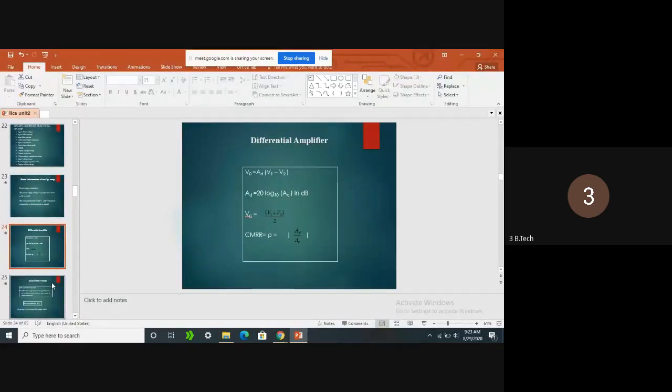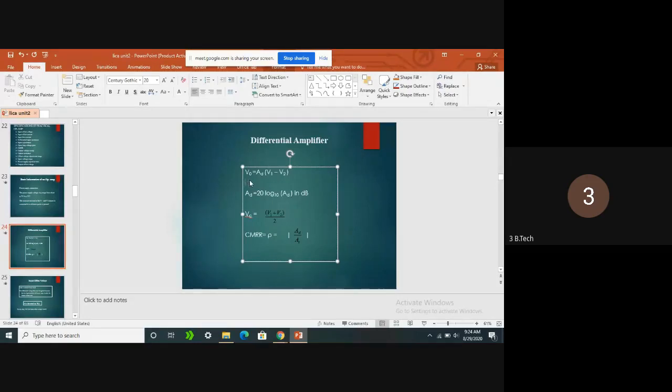Differential amplifier output is always equal to AD, where AD is the differential gain, times V1 minus V2, the difference of the input signals. And what is the CMR ratio? It is the ratio of differential gain to common gain. So how can we get the common gain? Common gain is provided by V naught equals, so I am clearly mentioning here.